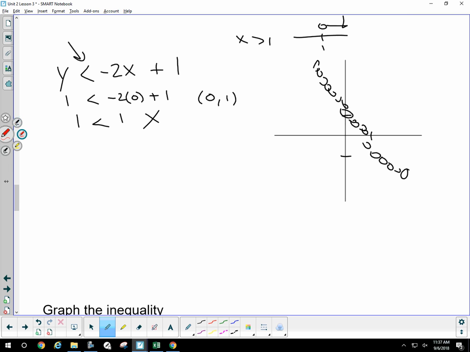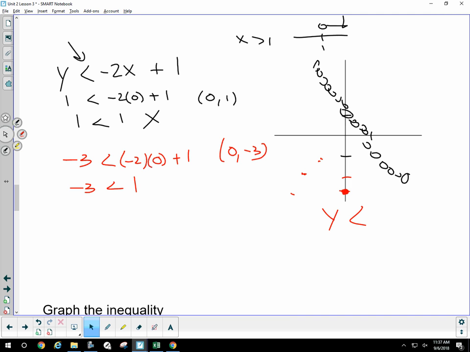But if I checked any point where my y's are less, where I have less y's in the negative range, when I'm down, so like here, 0, -3. If I plugged in 0, -3, I'd have -3 is less than -2 times 0 plus 1. Is -3 less than 1? Yes, so this is a solution. This would be a solution. This would be a solution. This would be a solution. So I want to shade underneath it.